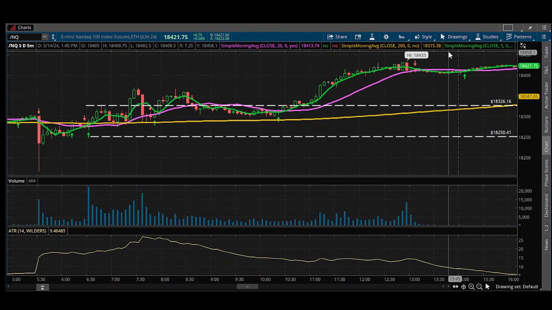What I have on the screen is the same thing as always. I've got the 20 SMA, which is what we're going to be using to take these scalp positions. I've also got the 200 SMA to act as added support and resistance and give us confluence in conjunction with the 20 SMA. I've also got a 5 SMA on my screen.